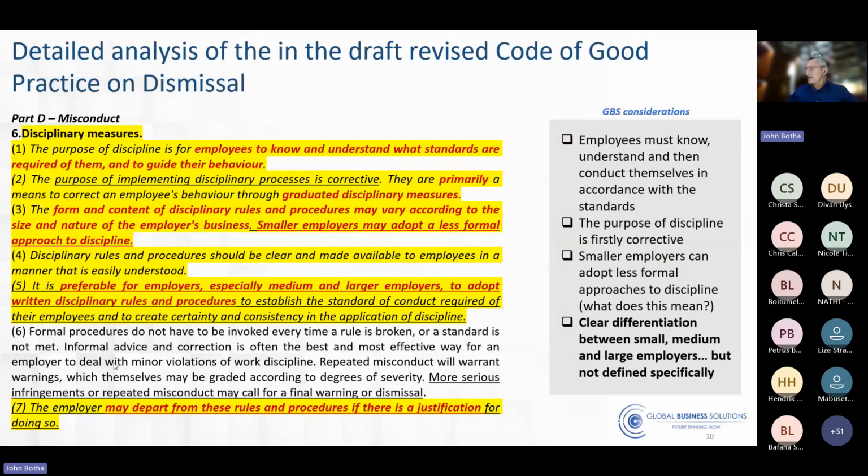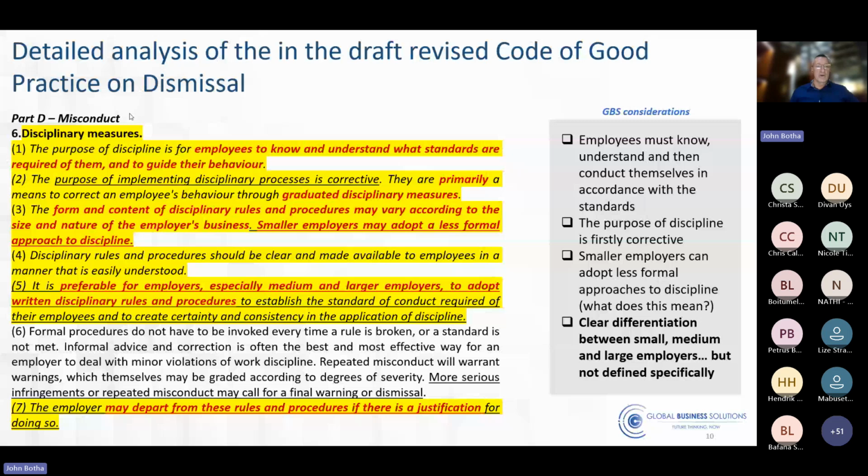But then it takes it a step further once again, and it says formal procedures do not have to be invoked every time a rule is broken, but more serious infringements or repeated incidents may call for a final warning or dismissal. An employer may depart from these rules if there's a justification for doing so.